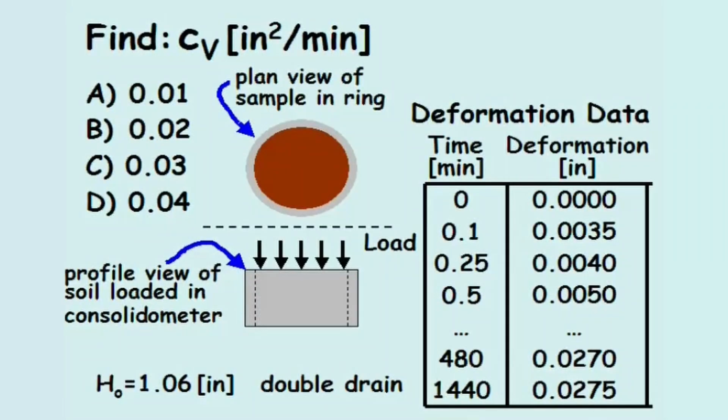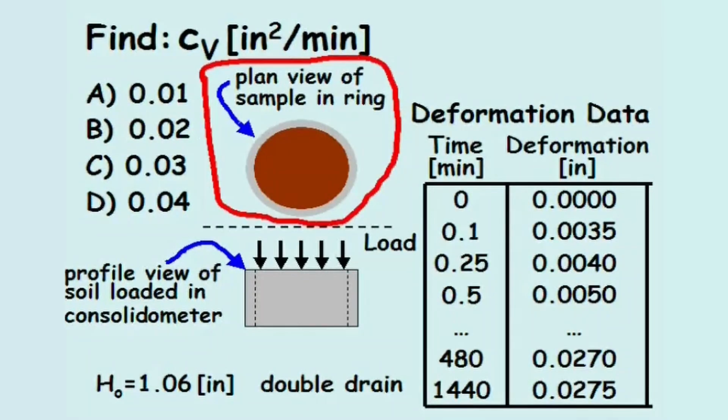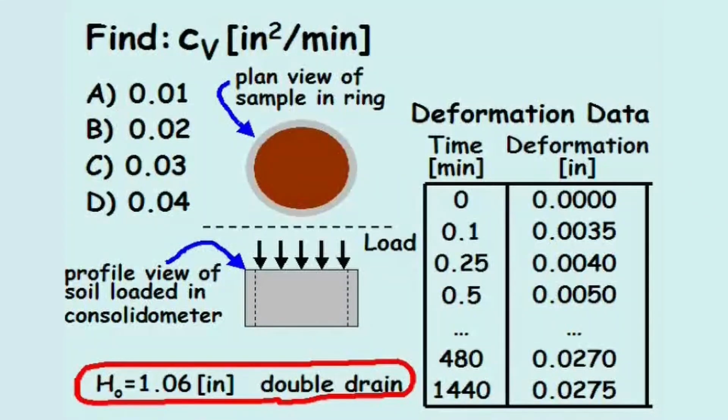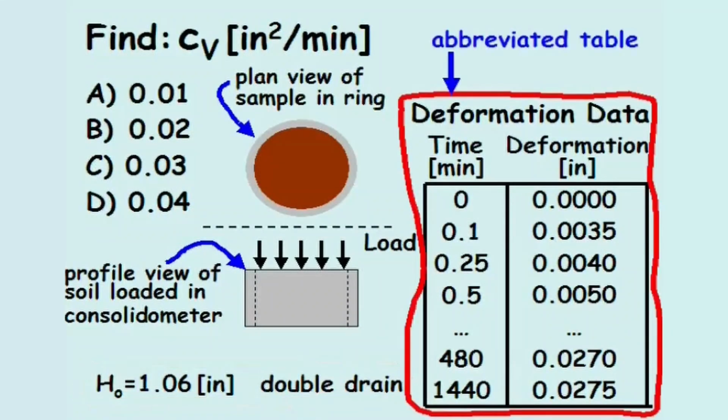Find the consolidation coefficient, C sub v, in inches squared per minute. In this problem, a sample of soil is loaded into a metal ring and tested in a consolidometer. We've also been provided soil data, as well as testing results. The deformation, or displacement, of the soil was reported at various time intervals.